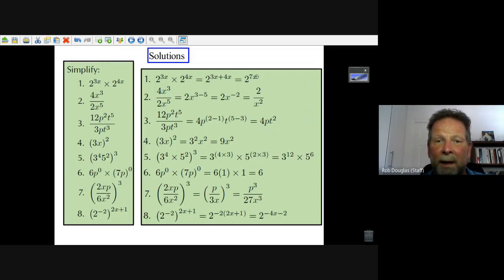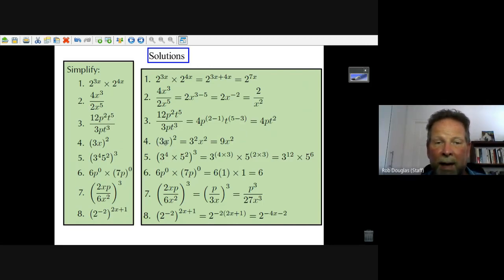3x and 4x are like terms, so it's just 7x. Here it's 4 divided by 2 gives you 2. You subtract 3 minus 5, you get negative 2, but the negative means put it in the bottom. You could have skipped that step and just gone 3 minus 5 and left the x in the bottom. That would work. But 12 divided by 3 equals 4. 2 minus 1, there's really a 1 there on the p's. That's 4p then. And 5 minus 3, because you're dividing, you subtract those numbers.